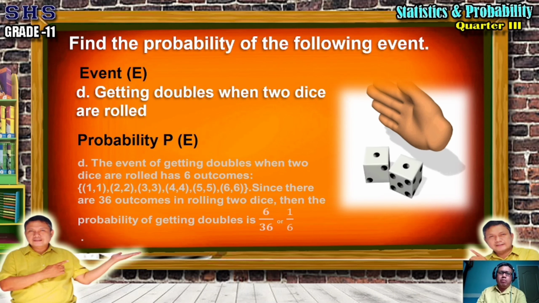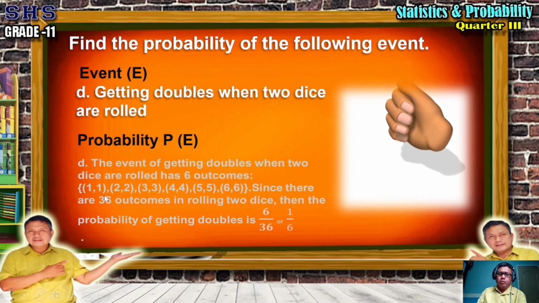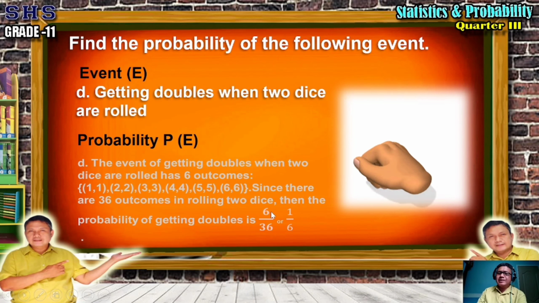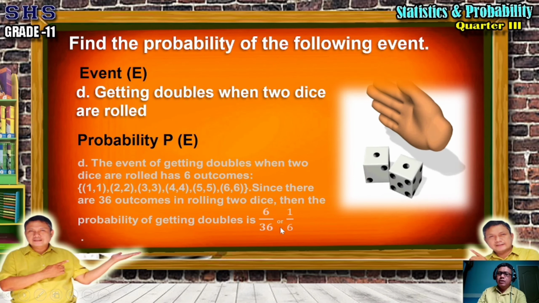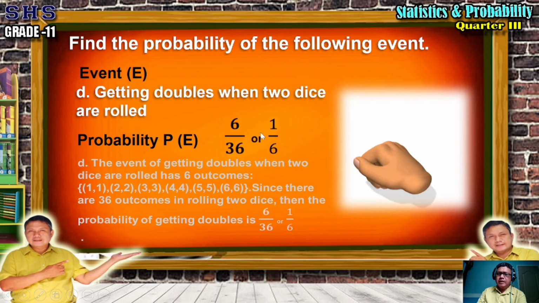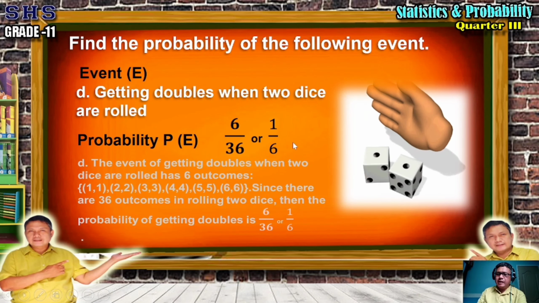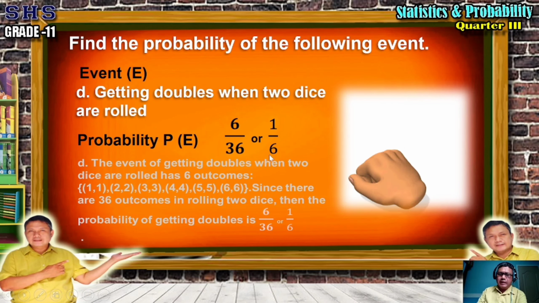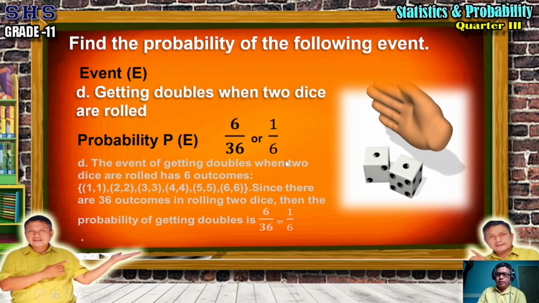Okay, so ang mga nag-double dyan ay ito po, ano? So we have 1,1; 2,2; 3,3; 4,4; 5,5; and 6,6. So therefore, the probability of getting doubles is 6 over 36 or 1 over 6. So therefore, the answer for letter D is 1 over 6 in simplest term. Okay, so dapat ay lagi natin pong ilalagay in simplest form or simplest term.